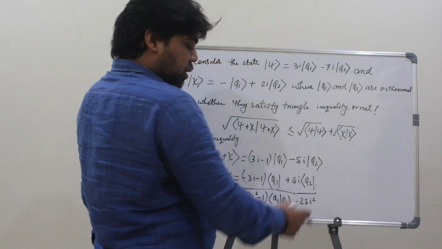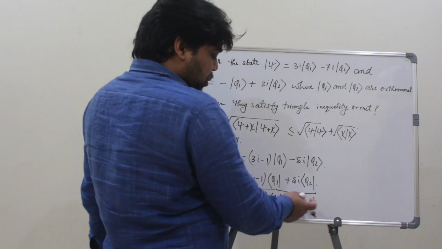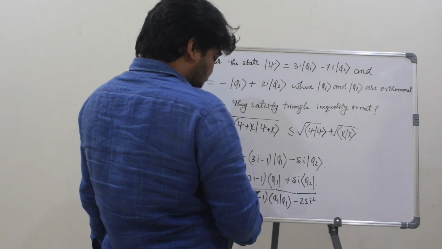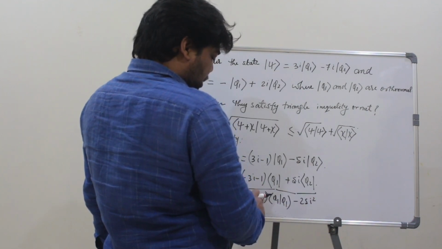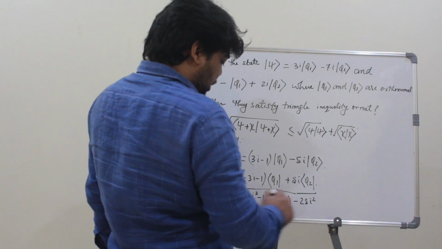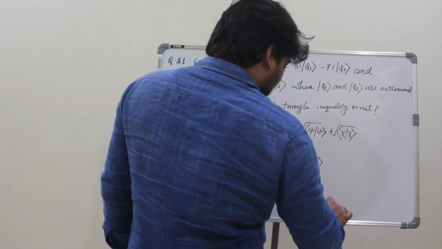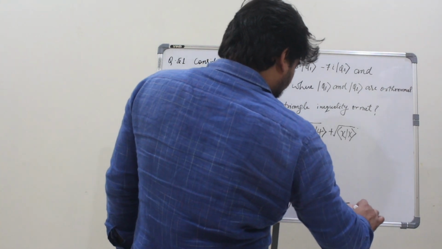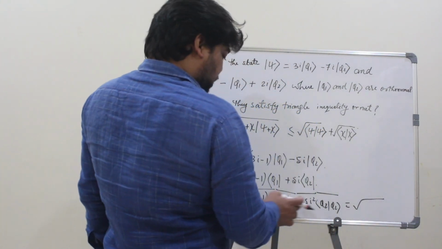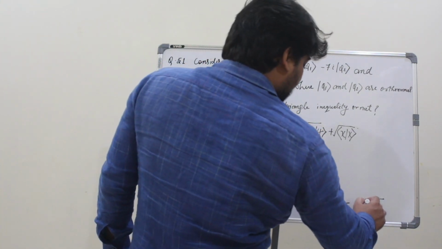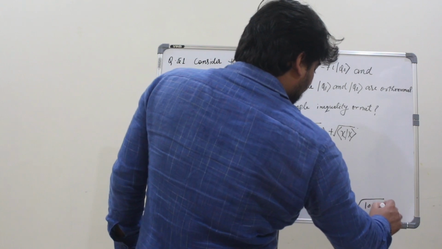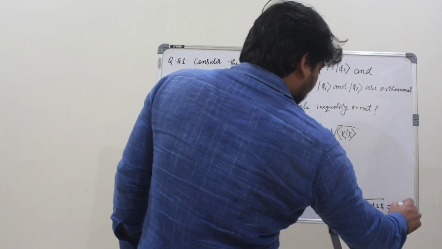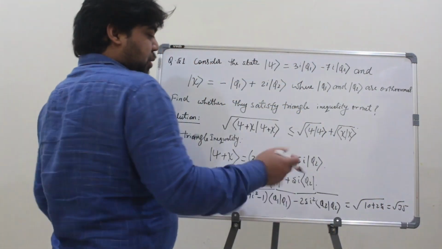So how much is it? The 25i square is minus 1, so this gives plus 25, and the first part is 9 minus 1, that is 10, with a sign giving plus 10. So it gives you 25 plus 10, that is 35. Right? This is what you are getting.